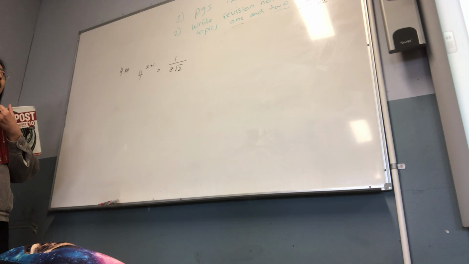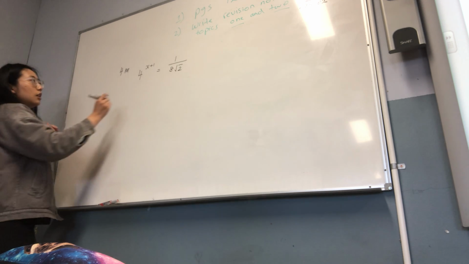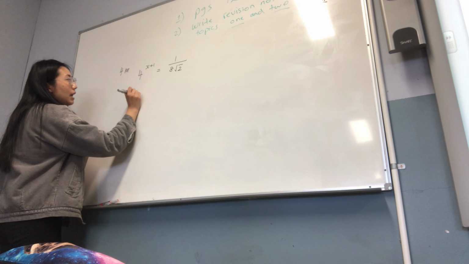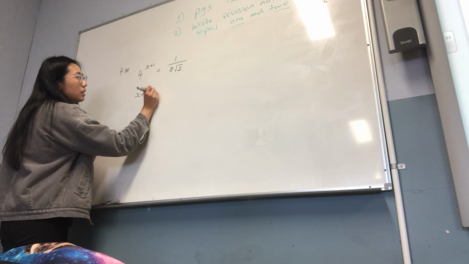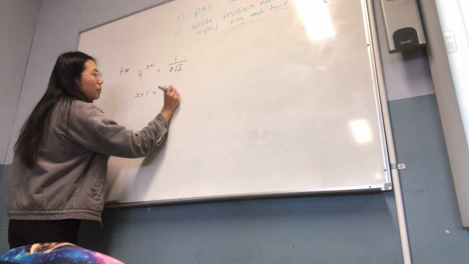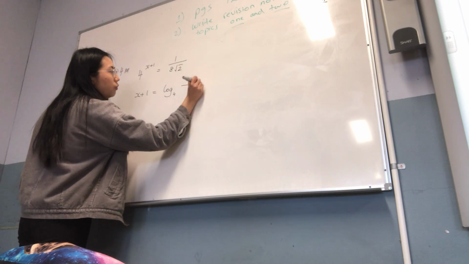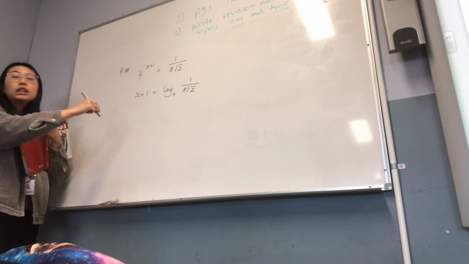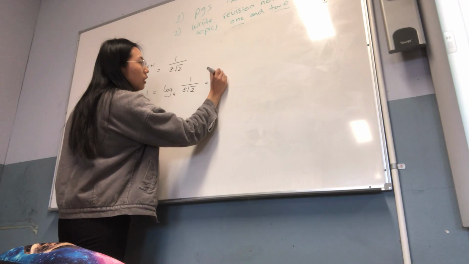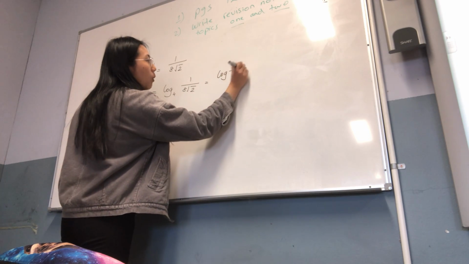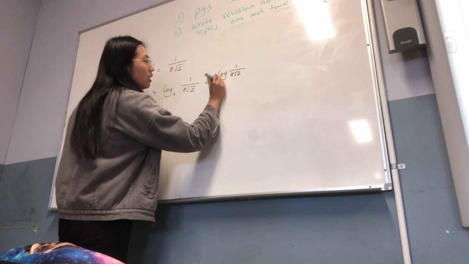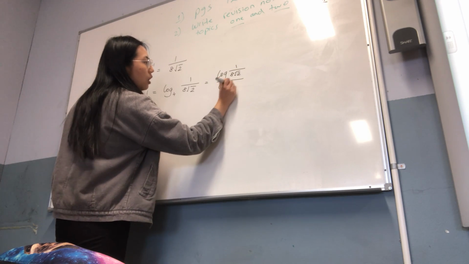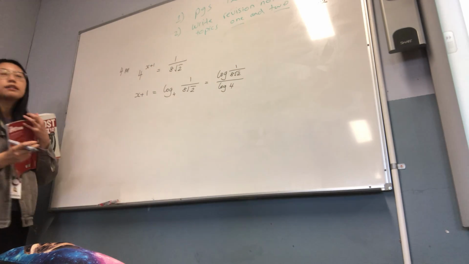I can actually just take x plus 1 down, right? Write it as a logarithmic equation. So you have x plus 1, the power, equals log to the base of 4 of 1 over 8 root 2. So in the calculator, you can just put in log of 1 over 8 root 2 over log of 4. Can someone tell me how much that is?